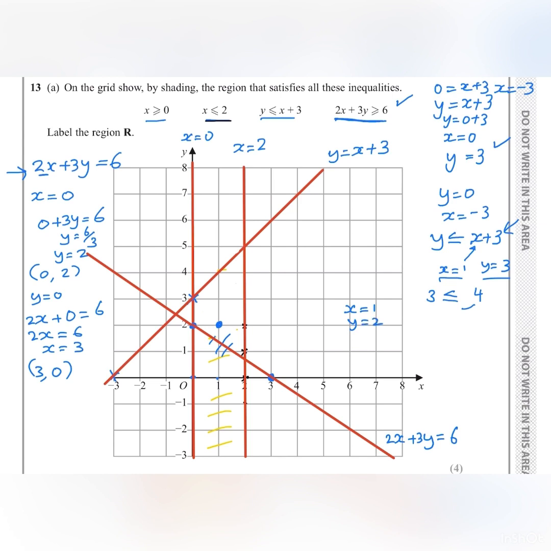Now I'm going to substitute this into this inequality. 2x, 2 times 1 is 2, and then 3y, 3 times 2 is 6. Is it bigger than or equal to 6? Yes, it is, because 8 is bigger than or equal to 6 for sure. So that means the region that we are looking for, I'm just going to get rid of all this, is in the middle over here. So this is the region that satisfies all these inequalities, and you can write this down, R in the middle.